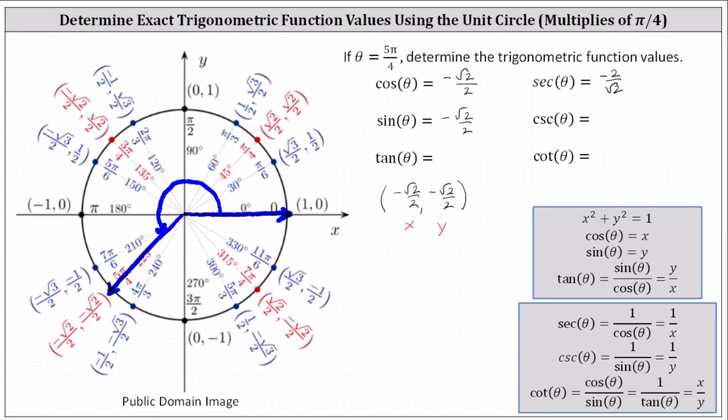But let's also rationalize the denominator. To do this, we multiply the numerator and denominator by the square root of 2. Multiplying, we have negative 2 square root 2 divided by 2. Notice here we can simplify again. 2 divided by 2 simplifies to 1, leaving us with negative square root 2.